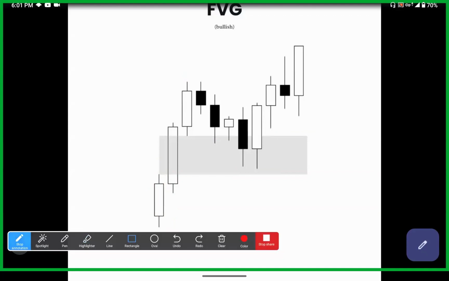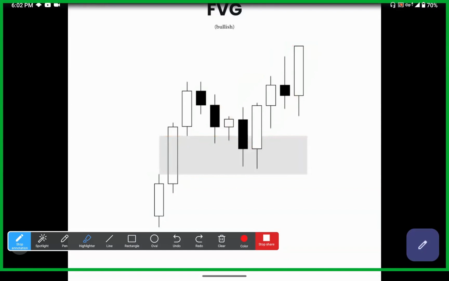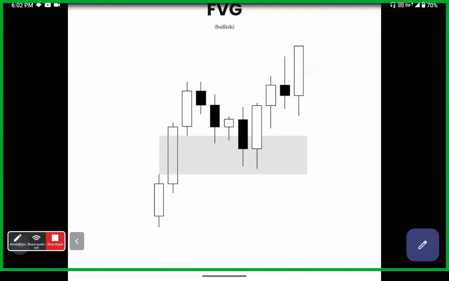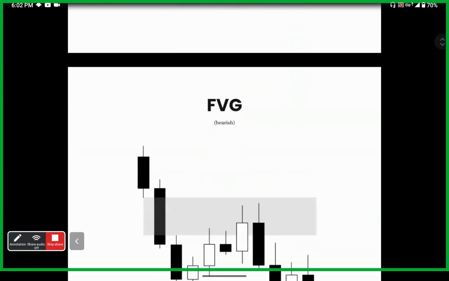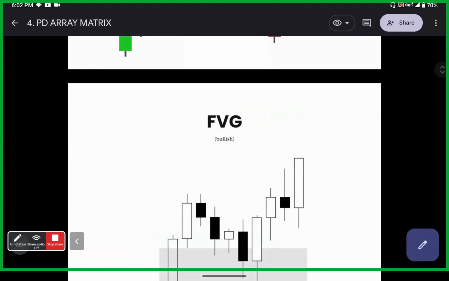Let me use this rectangle. Check very well. Are you seeing I'm drawing from the lower wick to that wick? You get? So here there is no other fair value gap. So we use those gaps, so be very keen with that. This is a bullish fair value gap because it is heading up.